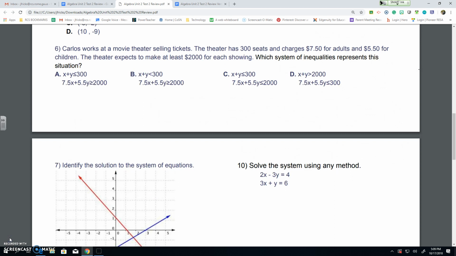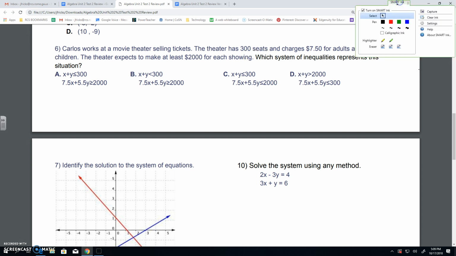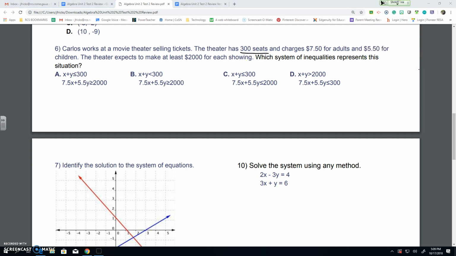The last problem on this page is going to be another word problem, so we want to make sure we know how to underline our information. Looks like we're going to have 2 videos tonight. But this problem is pretty simple. It says Carlos works at a movie theater selling tickets. The theater has 300 seats. That's important information, so let's underline it. So 300 seats. And he charges $7.50 for adults and $5.50 for children. And then it says the theater expects there to be at least $2,000 for each showing.